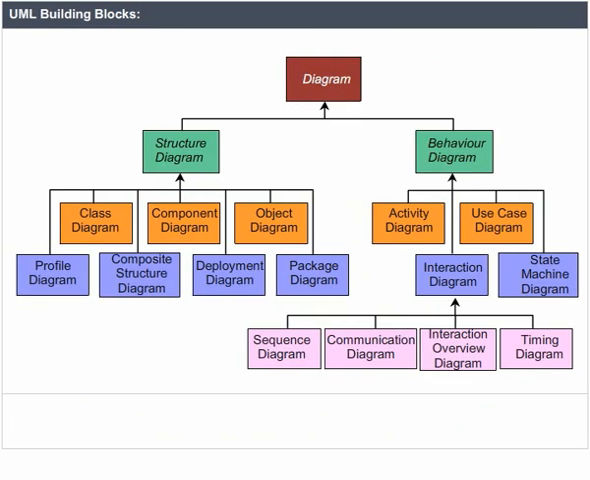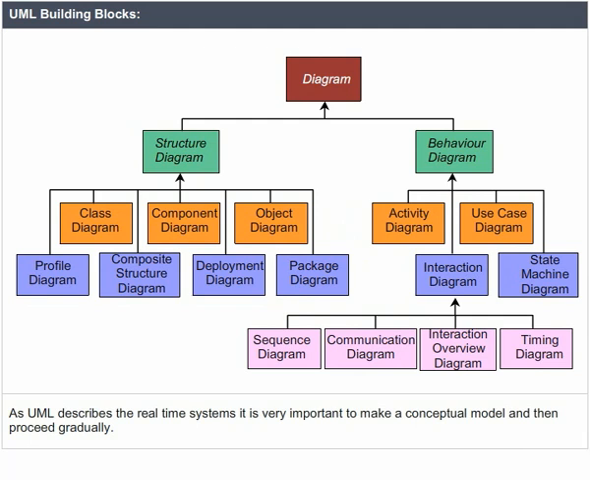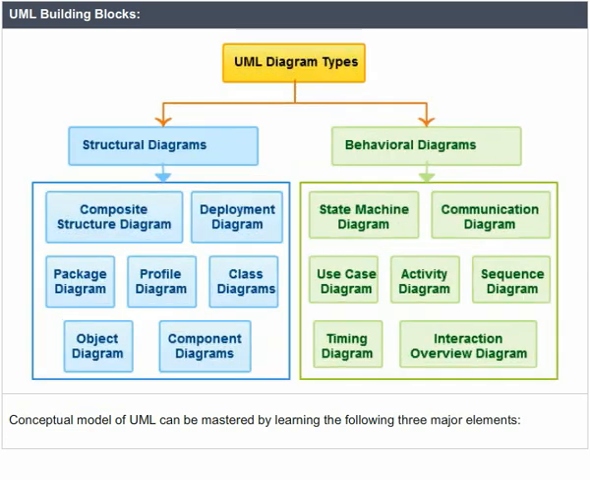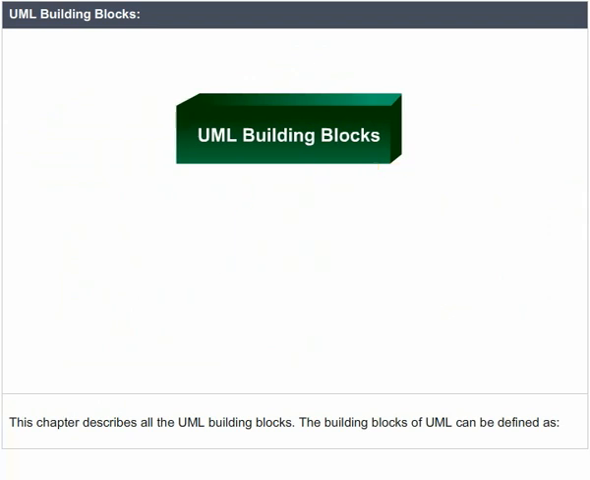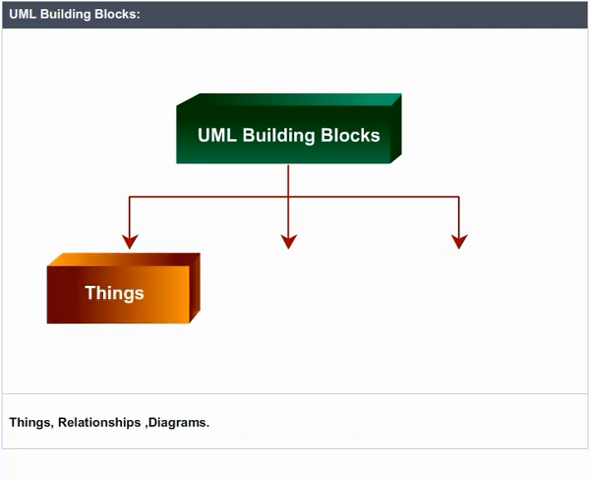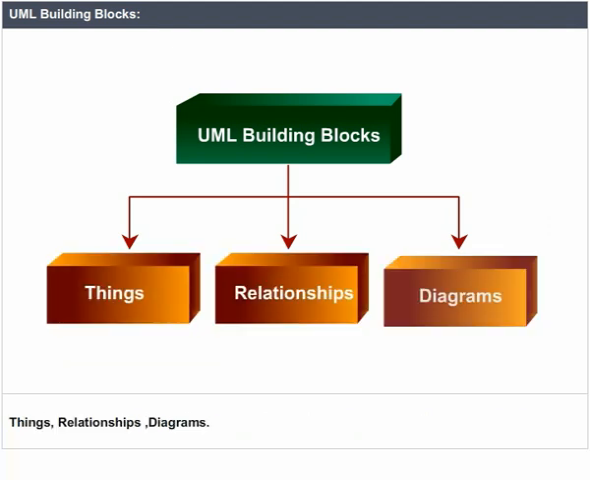UML building blocks. As UML describes the real-time systems, it is very important to make a conceptual model and then proceed gradually. Conceptual model of UML can be mastered by learning the following three major elements: UML building blocks, rules to connect the building blocks, common mechanisms of UML. This chapter describes all the UML building blocks. The building blocks of UML can be defined as things, relationships, diagrams.